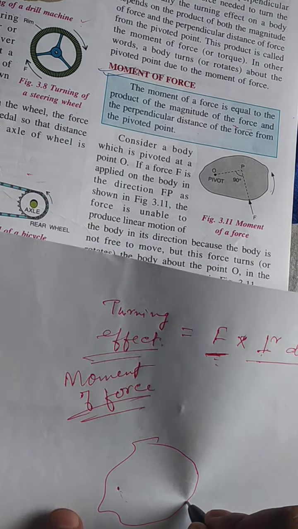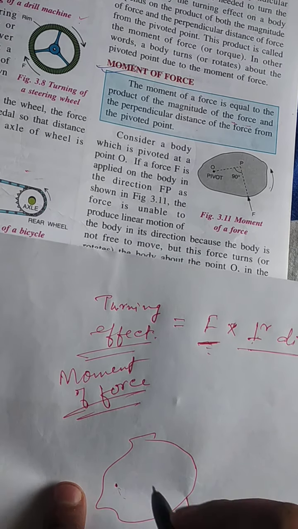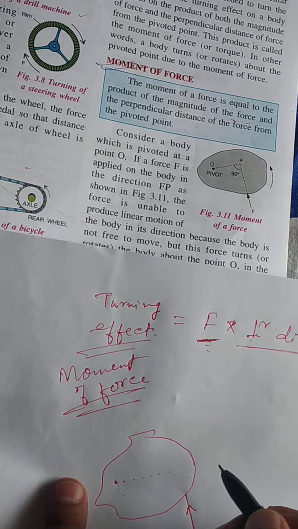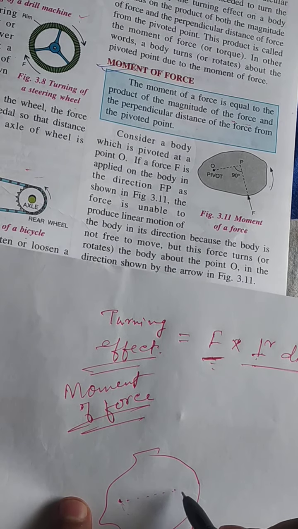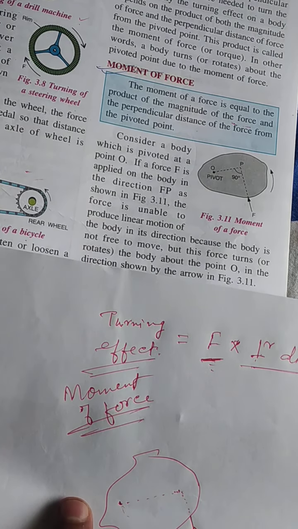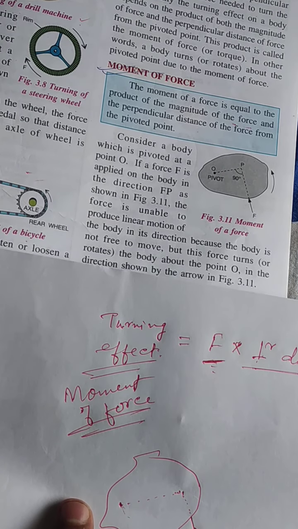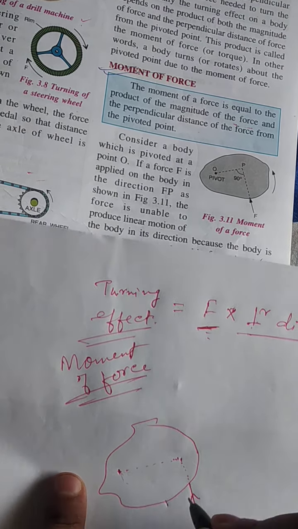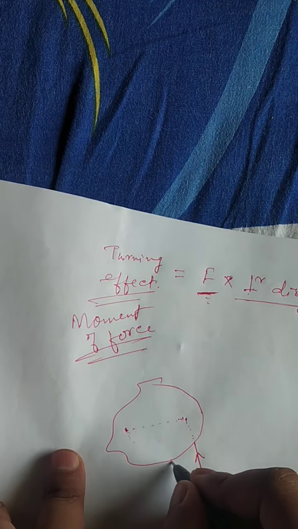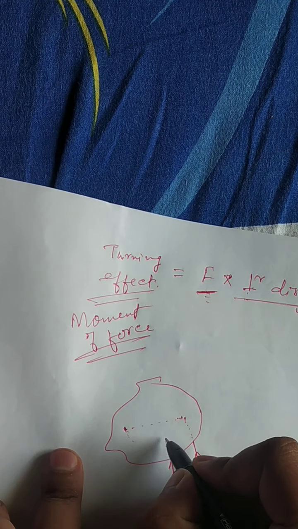Okay, and if you apply a force here, then what is the perpendicular distance? Just draw one line. This is the axis of rotation, axis of pivot point. So this is the perpendicular distance, from here to here. Okay, if you apply a force here, then the perpendicular distance will reduce.